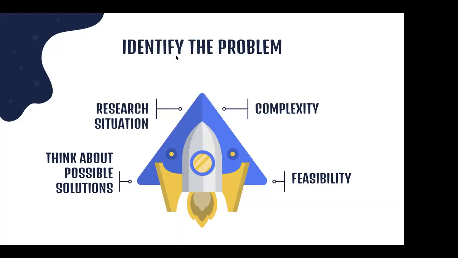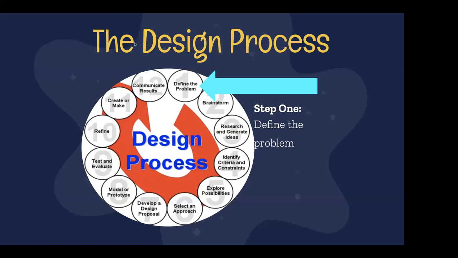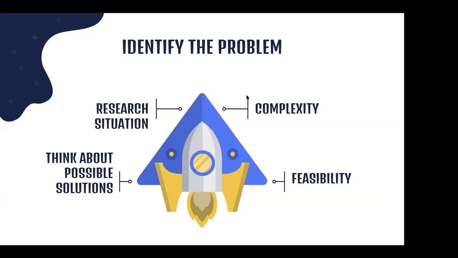So going back to the original cycle, the design process. Step one, we define our problem. Now in the IDEO video with the shopping cart, if you remember in the beginning, they were talking about research, complexity, feasibility. They're talking about, can this problem actually be designed?